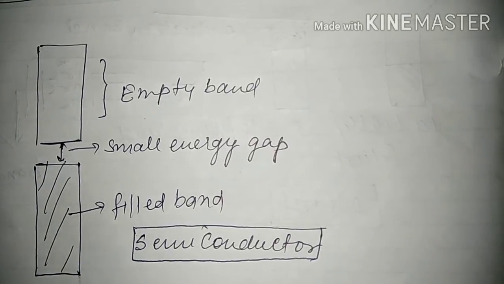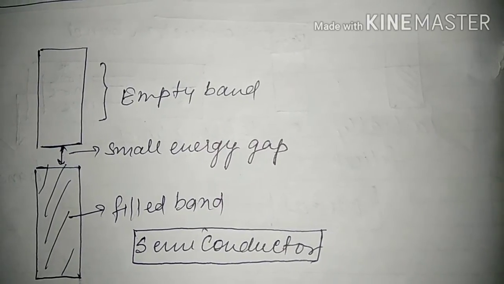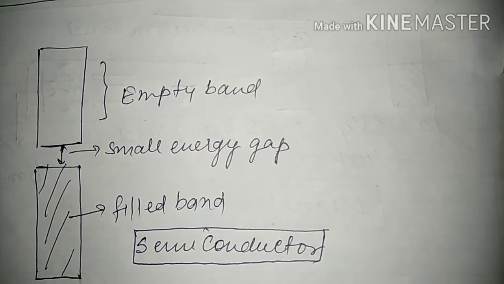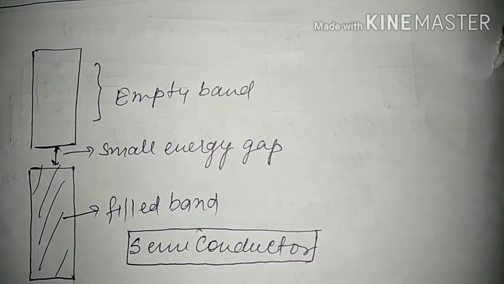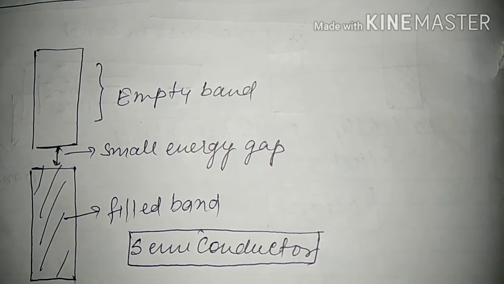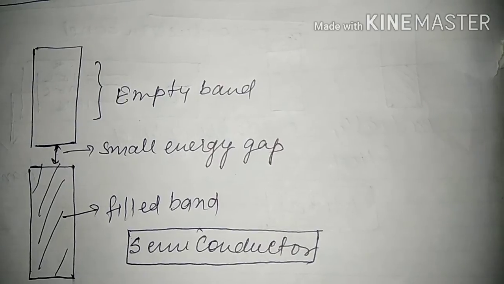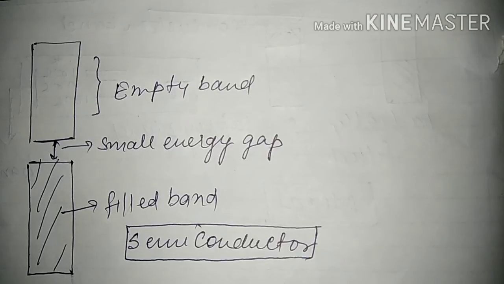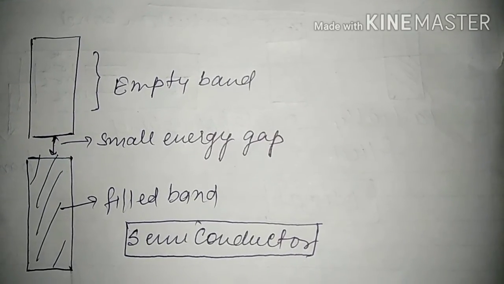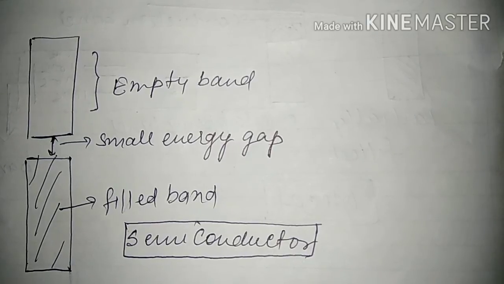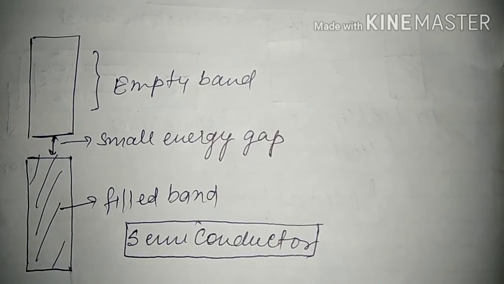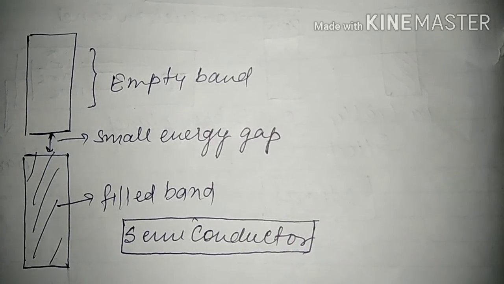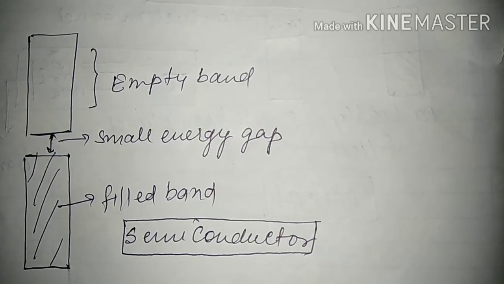Now you see the semiconductor: the gap between the filled band and the empty band is very small. It means the forbidden gap is very small, so some electrons are transferred from the filled band to the empty band, so they conduct heat and electricity. And for semiconductors, we already know that silicon and germanium are semiconductors. Clear? So these are the conduction bands of metal, non-metal and semiconductor.